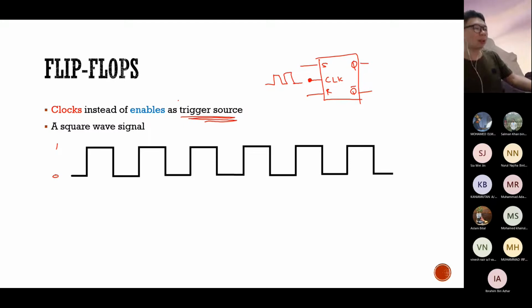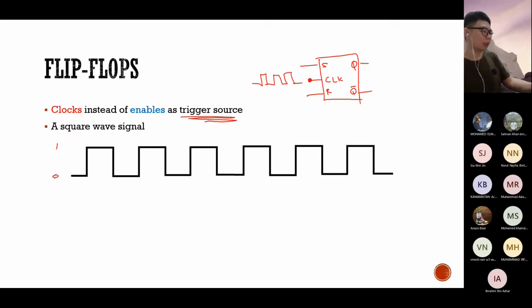If you're doing a digital logic lab, you might have used this clock signal in the lab, but maybe you were not aware that it was a clock signal. The difference between flip-flops and latches is that latches work on enable. If you put the enable high, it will work; if you put enable low, it will not work, or the other way around if it's an active low enable. But a flip-flop works only when you have this clock signal. A clock signal looks like a square wave. This is what a typical clock signal would look like.